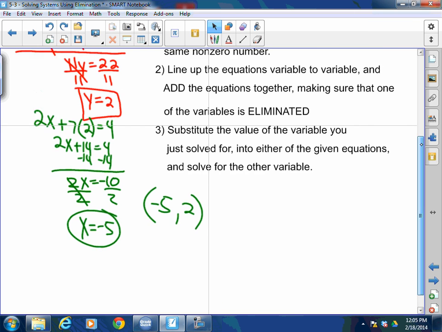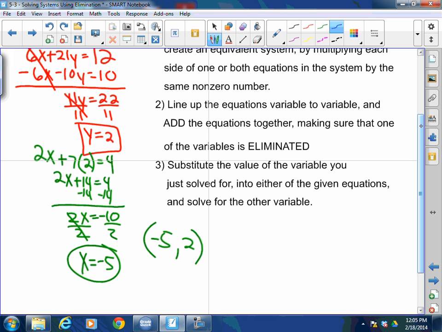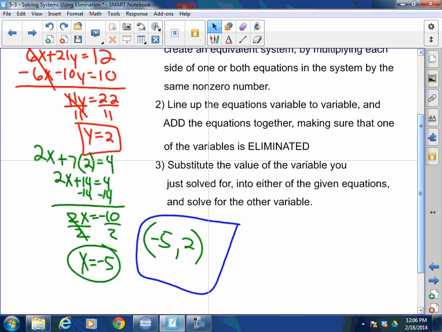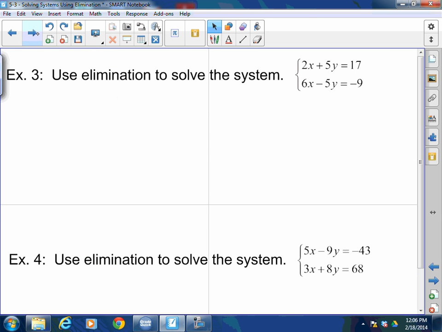Okay? And that's exactly what we did. After you have already canceled out one of the variables, line up the equation variable to variable and add the equations together, making sure that one of the variables eliminates. Substitute the value of the variable you just solved for into either of the given equations and solve for the other variable. Does that make sense, guys? Yes? Yes, no, maybe, kind of, sort of? All right, awesome. Next.